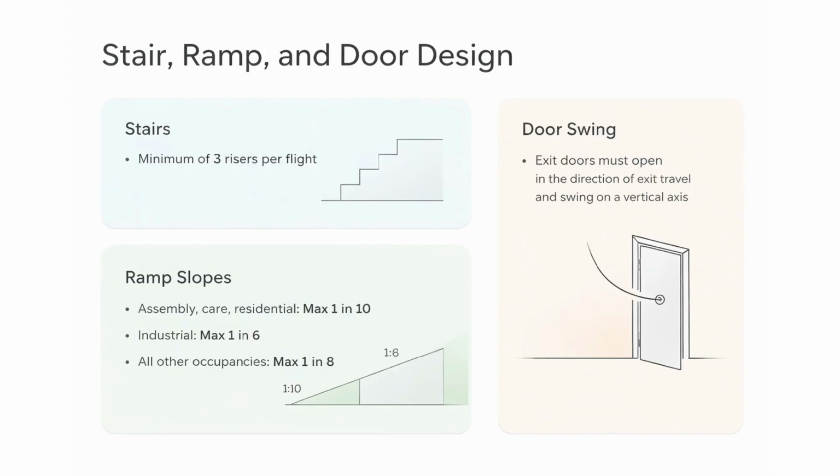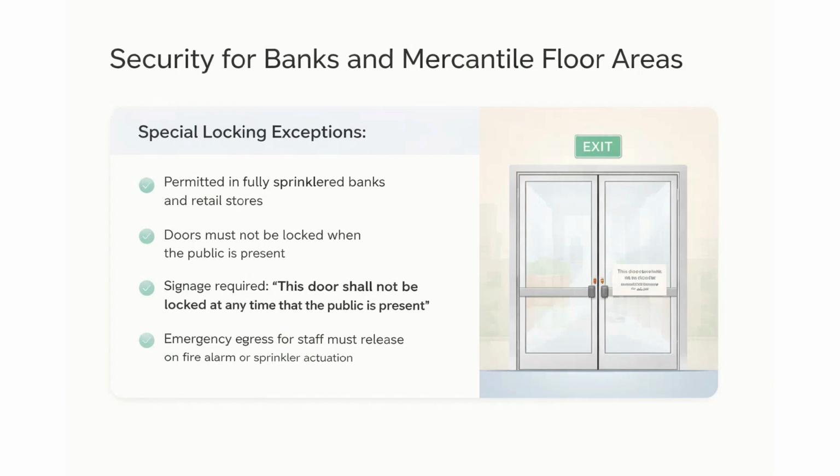Security is a major concern for banks and retail stores, which sometimes conflicts with egress rules. The code offers an exception for these spaces if the building is fully sprinklered. They can use specialized locks, but absolutely cannot lock the doors while the public is inside. They must also post clear signage stating this rule. For staff working after hours, the emergency egress doors must be tied to the fire alarm or sprinkler system, ensuring they instantly unlock if an emergency occurs.